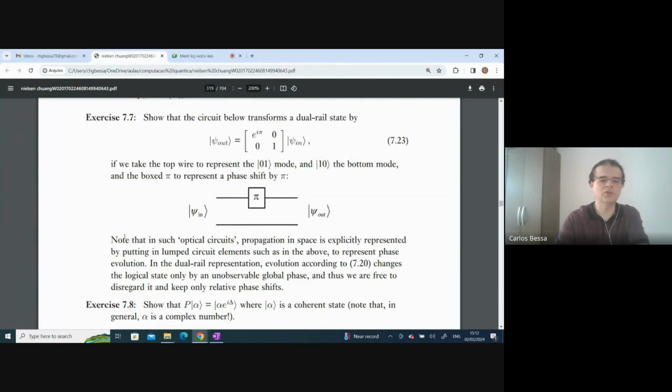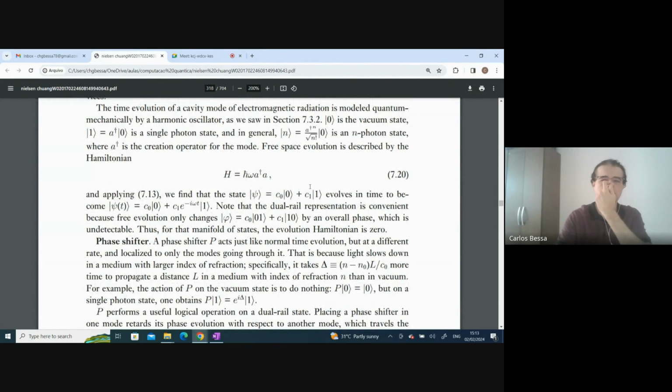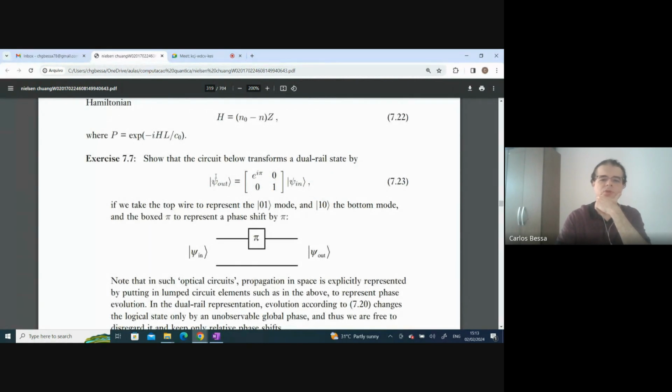This is just an observation: in such an optical circuit, propagation in space is explicitly represented by putting in lumped circuit elements, as above, to represent phase evolution. In the dual rail representation, evolution according to the free-space Hamiltonian changes the logical state only by an unobservable global phase, and thus we are free to disregard it and keep only relative phase shifts. It's the definition of the Hamiltonian, right? The free space. But he wants us to show that we can represent this circuit in the dual rail representation by a matrix of this phase, and it's simple.